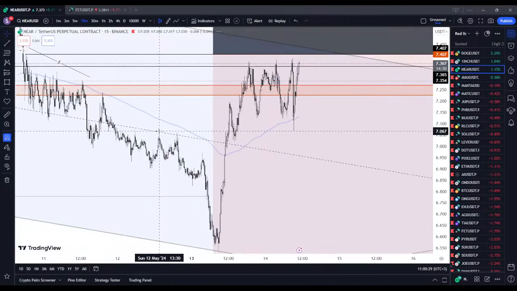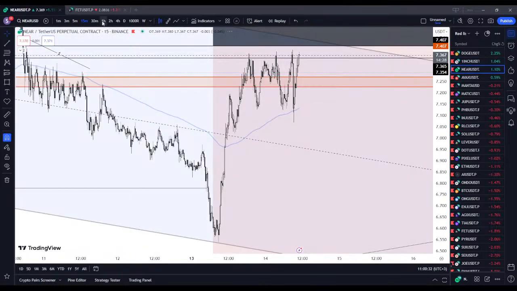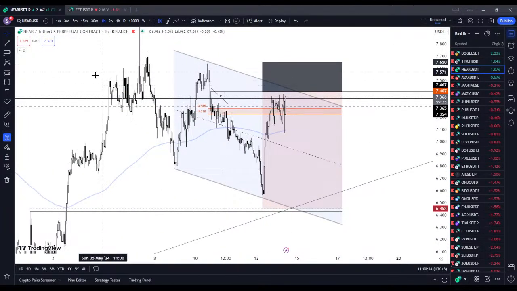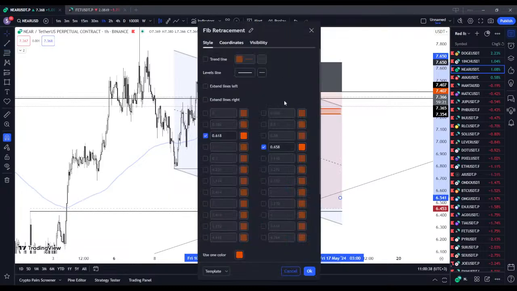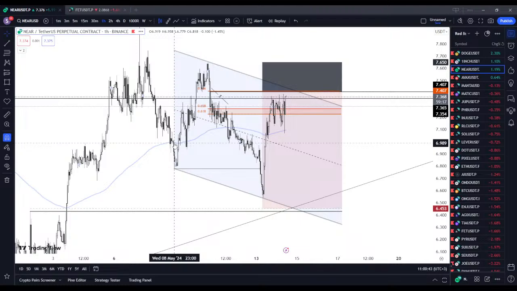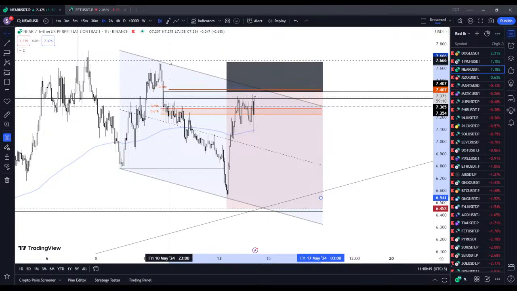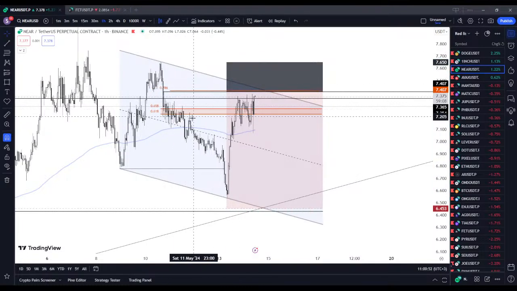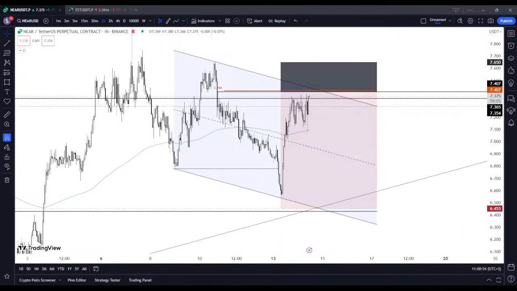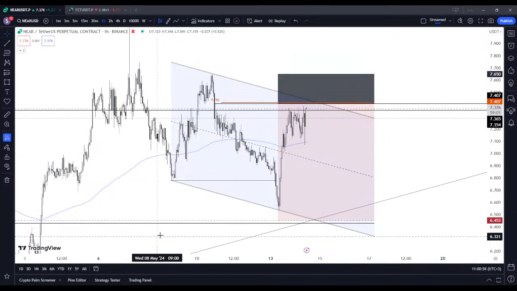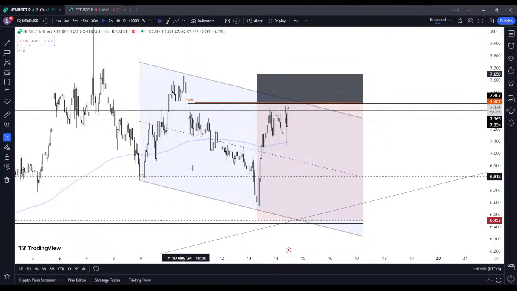Let's go on to the next ones. Well, NEAR, I'm still looking to short this descending channel into the 78.6. This is a setup that I absolutely love when I see the price building liquidity into a major fib level and in confluence with a channel or something like that. It's a blaster of a setup.